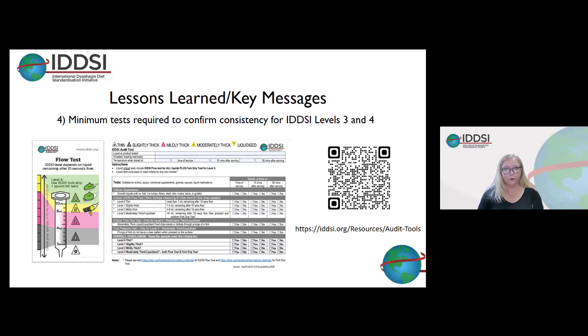And at level 4, you also need to add the spoon tilt test to properly understand the stickiness properties of the bolus. And to point you to the IDDSI audit tools that are available on our website, which identify the mandatory or minimally required tests that must be completed to confirm where an item in the level 3, level 4 zone falls on the IDDSI framework.